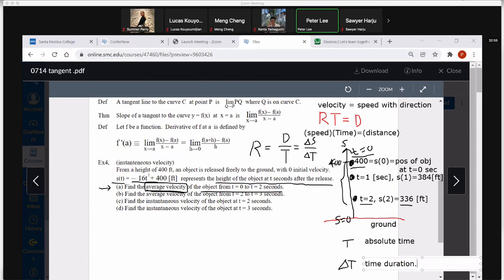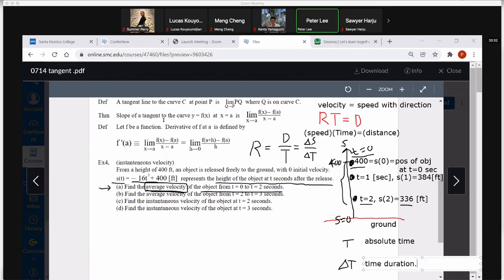So if I ask you, how long did you sleep last night? And then you tell me, oh, I slept 7 hours last night. Then that 7 hours is really the difference in absolute time. You slept from, let's say, 11 p.m. till 6 a.m. Then that is 7 hours, and that is called time duration. So that average velocity is really delta S, the change in position over change in time.